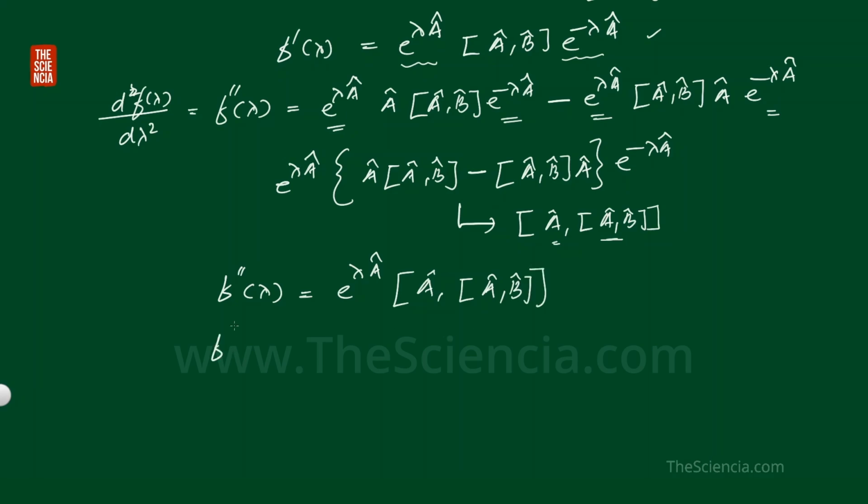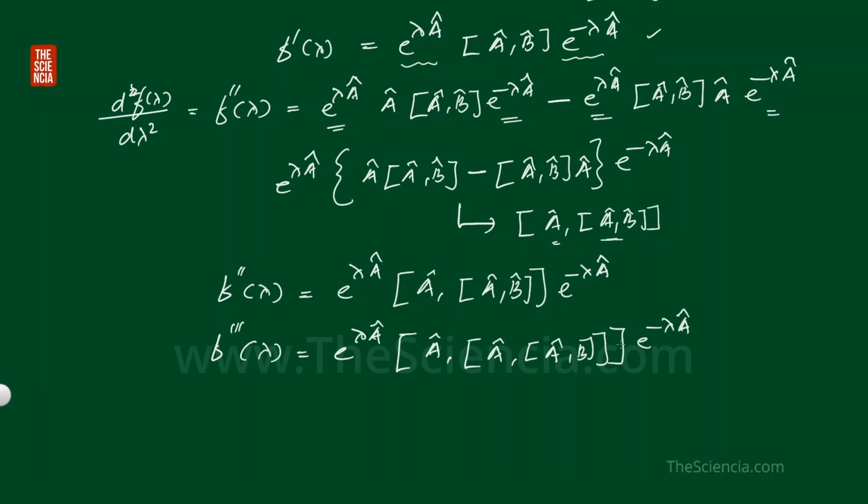Similarly, if you solve for f triple dash of lambda, you will get this is equal to, see I missed one term here, there is minus lambda a. So if you take the third derivative of this function, you will get e raised to lambda a into a commutator a commutator ab, into e raised to minus lambda a.